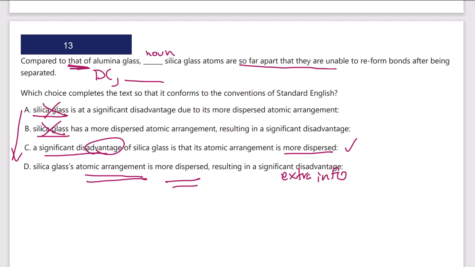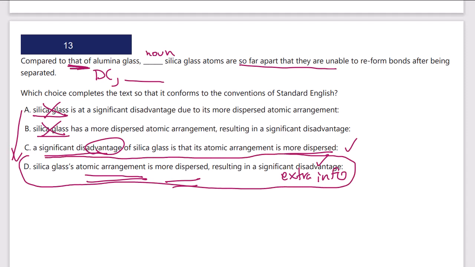And then we have our colon, which would then say, silica glass atoms are so far apart that they're unable. This is explaining why it's a disadvantage. D is the better answer. It's not C. So glad we went on to read D. The attribute of aluminum glass we're comparing is the atomic arrangement. D is the best answer.